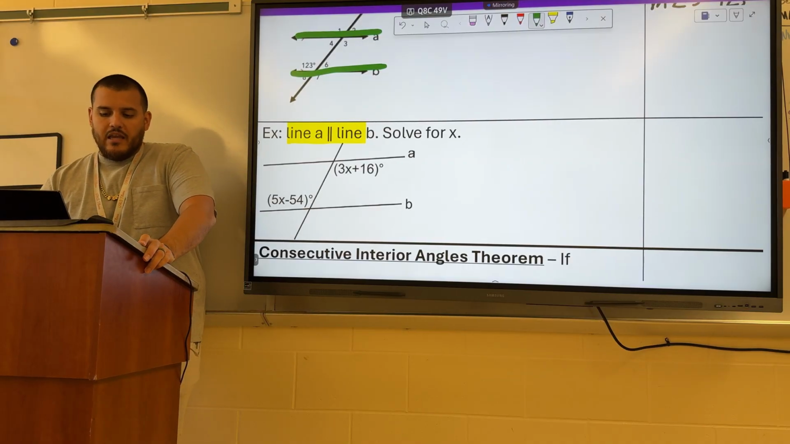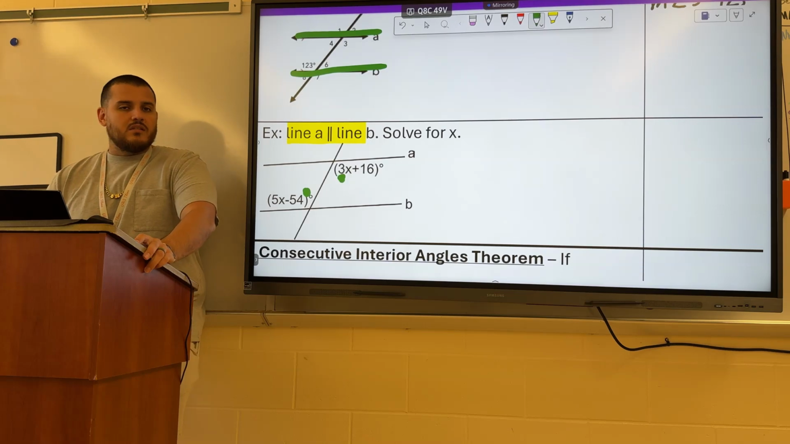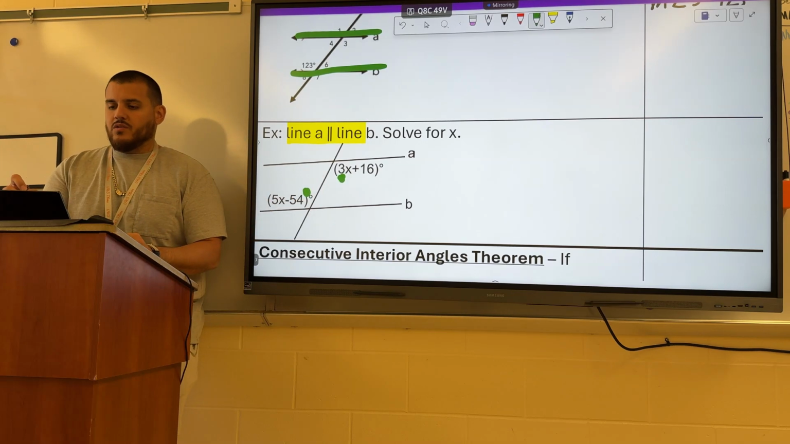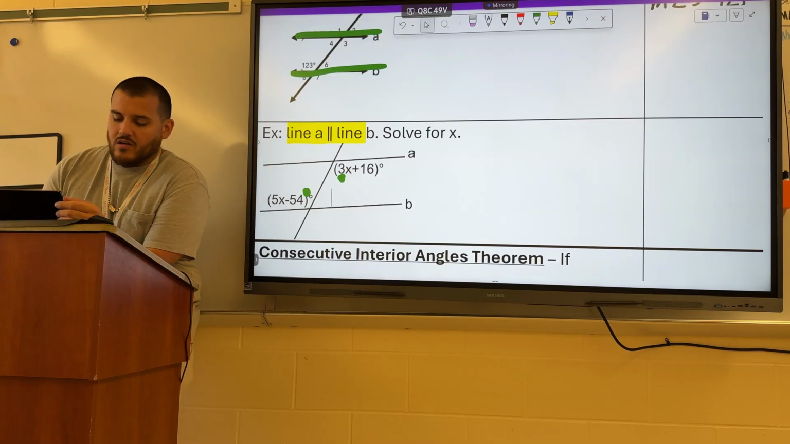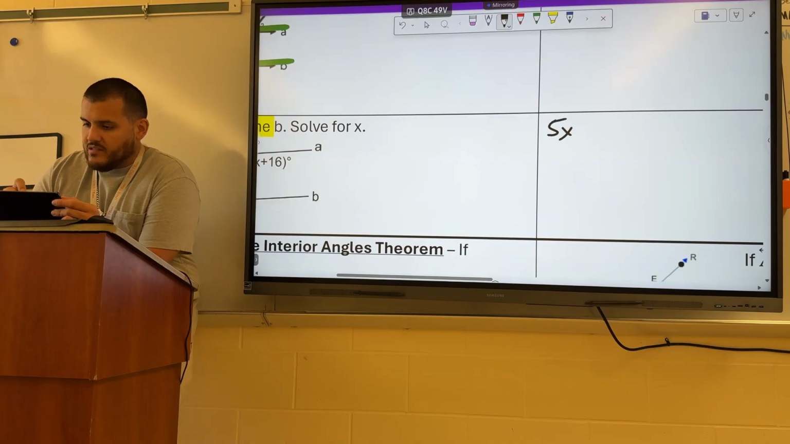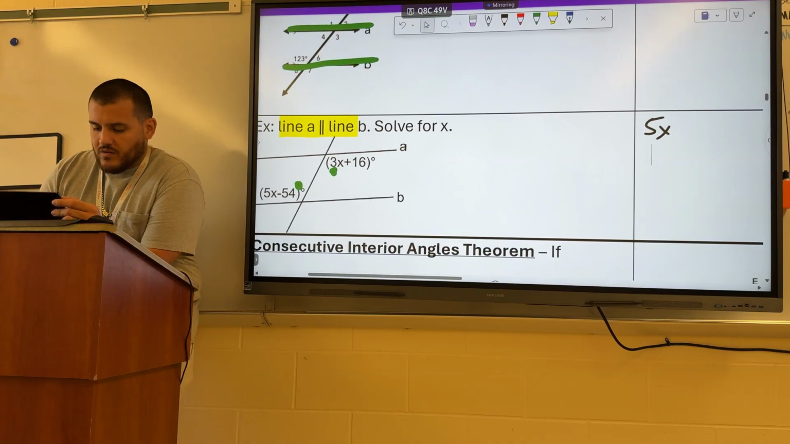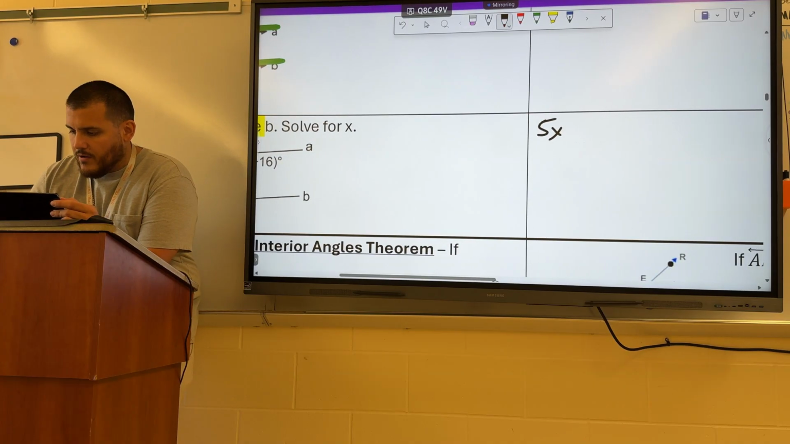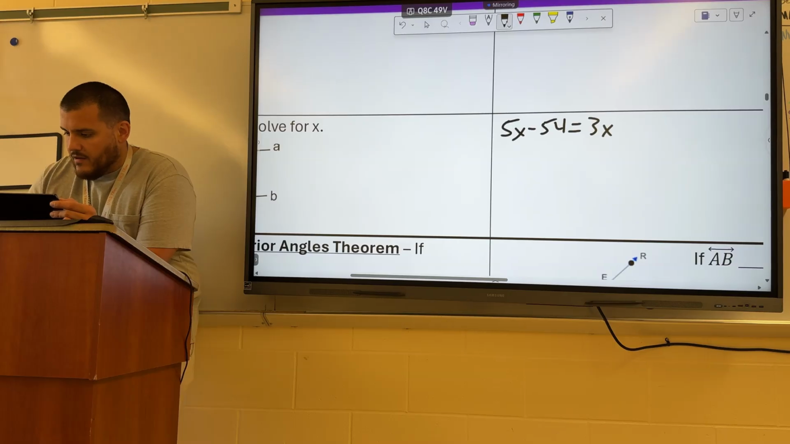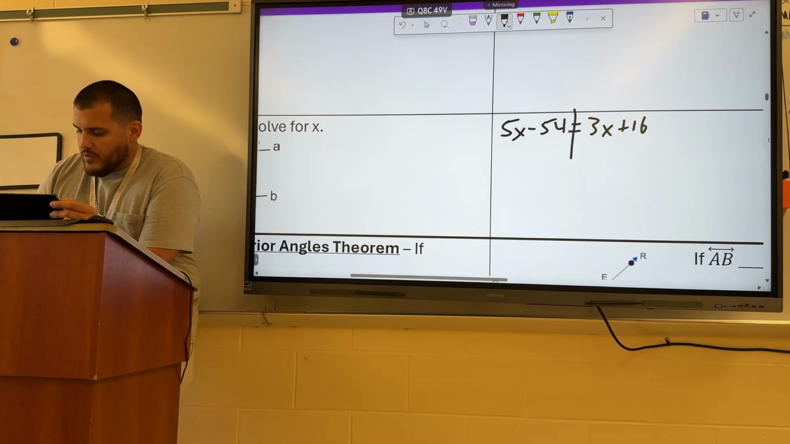These angles are in the position of alternate interior angles. They're between lines A and B, they're on opposite sides of our transversal, and again, we're learning that these angles are congruent to each other. So things that are congruent, we set equal to each other to solve. So I get 5x minus 54 equal to 3x plus 16. And from there, we do the appropriate algebra to solve.